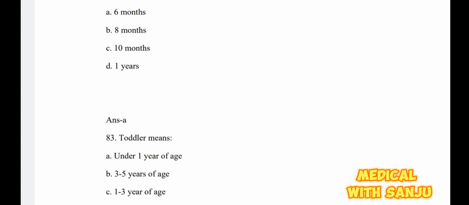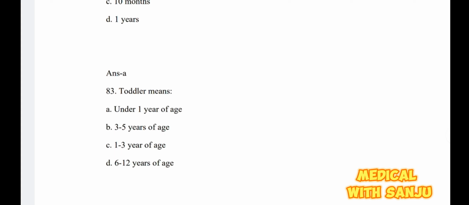Question number 82. A child can sit with support at the age of option A 6 months, option B 8 months, option C 10 months, and option D 1 year. A child can sit with support at the age of 6 months. Option A is right answer.